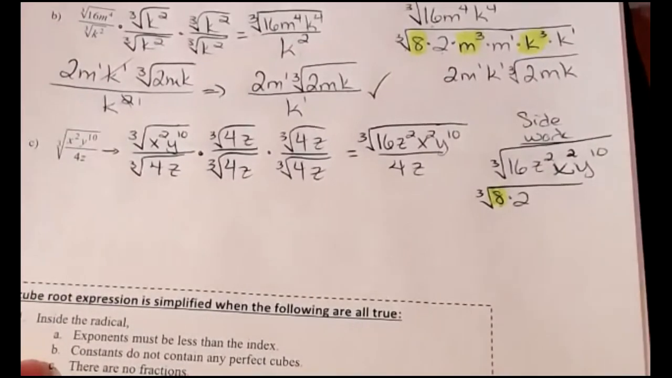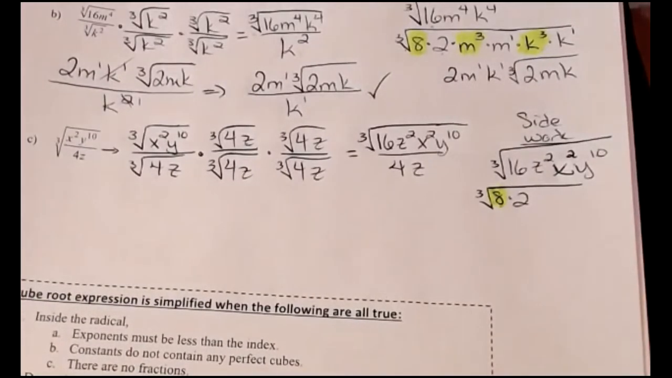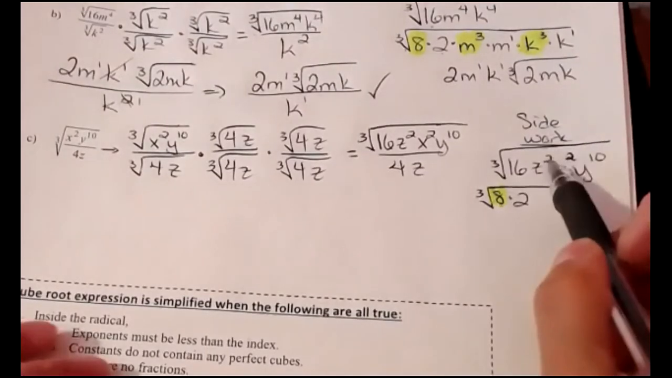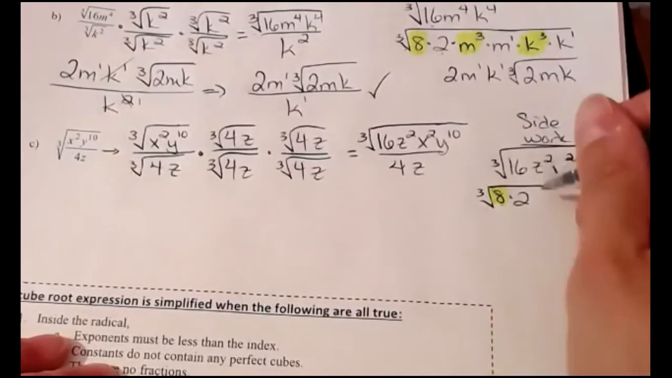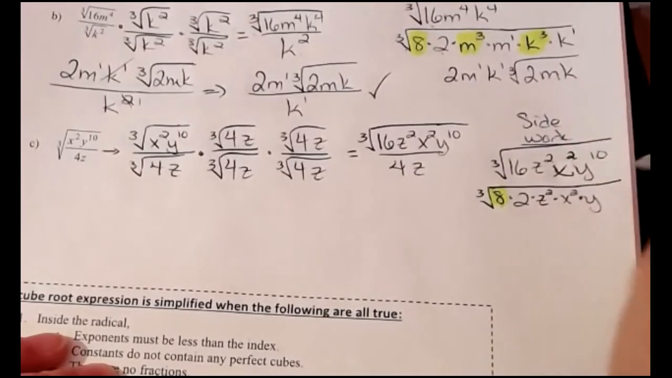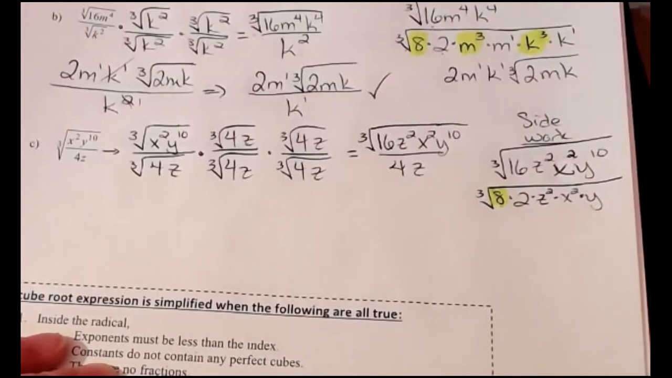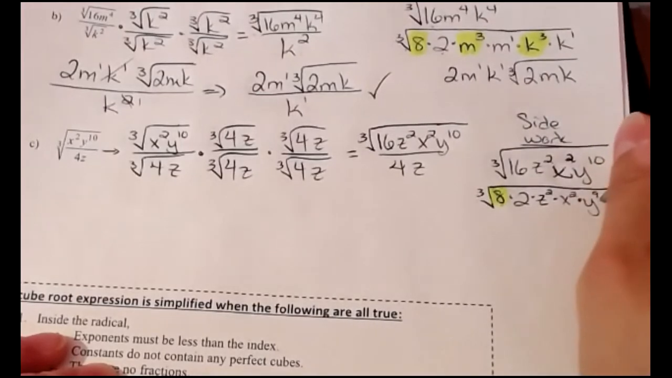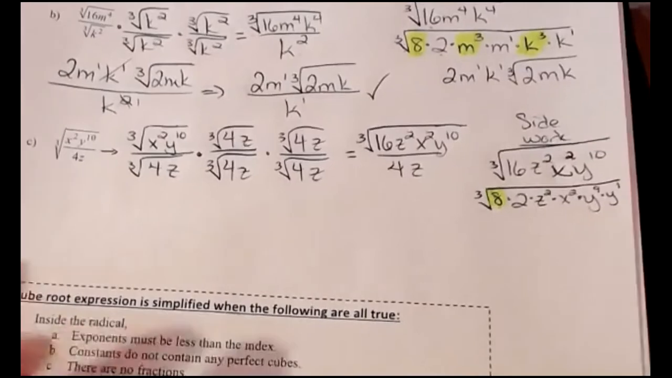What's the next thing that breaks down? Which one? The y. It does, not the z, not the x. Both of these have powers that are smaller than the root, so you can't do anything with those. So I'm going to leave z squared, I'm going to leave x squared. And Phil, how would you break down the y? y to the 9th and y to the 1st. Yes, beautiful.